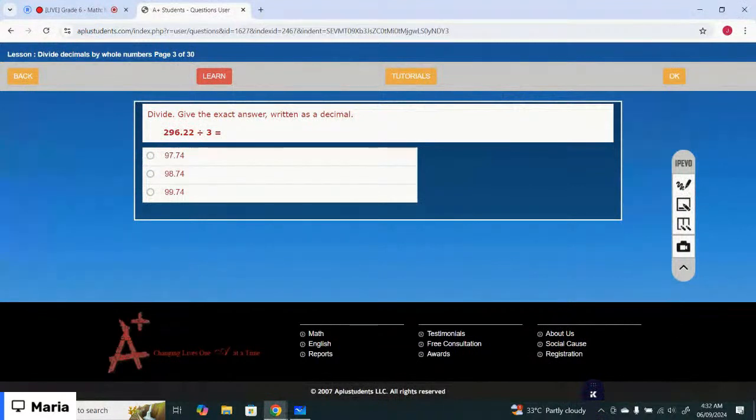The next one is divide. Okay, you can divide and write the answer in the chat box. So, which is the correct option? That is 296.83 divided by 3.